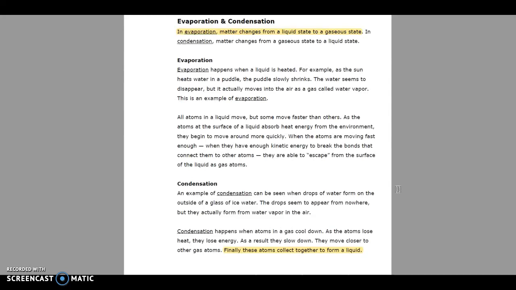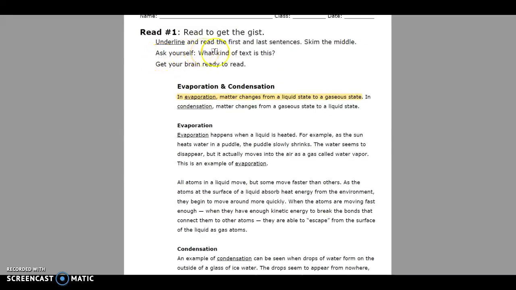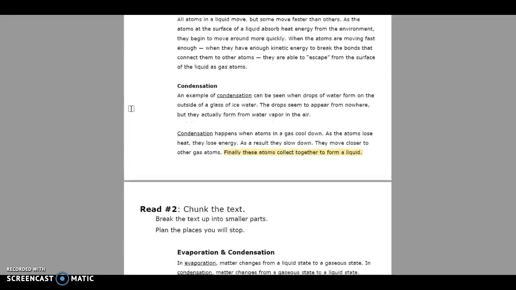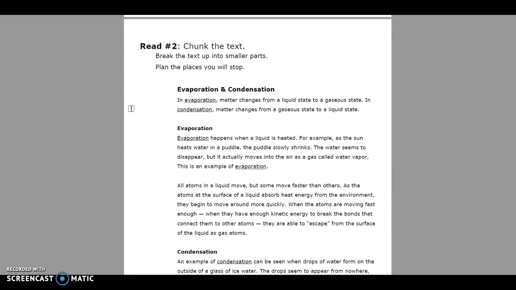Okay, and then we're going to skim the middle. So let's skim the middle. I'll give you a few seconds to skim the middle. Okay, and that's it. Ask yourself, what kind of text is this? Is this a story? Is this an informational text? Get your brain ready. Okay, please turn the page to read number 2.